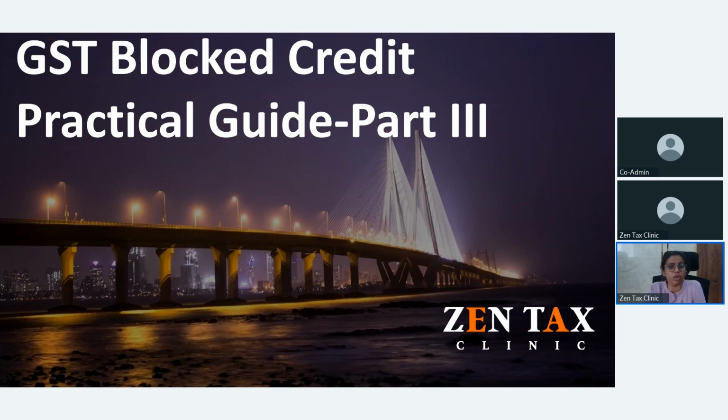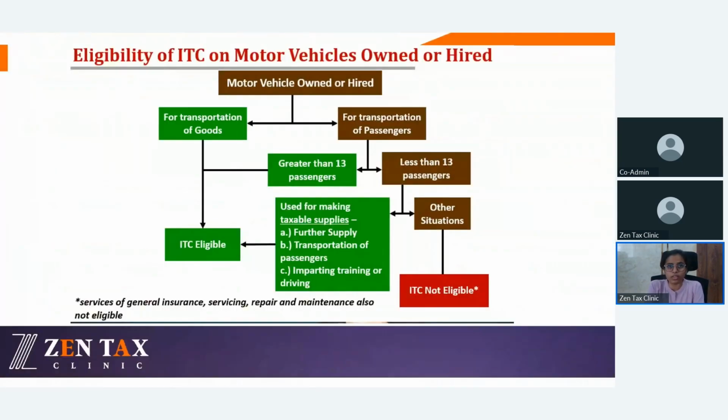Before going deep into the remaining clauses, let me first brush up on the last two weeks, where we had a discussion on the clauses A, B, C, and D. We all know the conditions of eligibility of ITC that have been prescribed in section 16.2. If all of those conditions are satisfied, we can avail the ITC. Even though ITC is eligible, certain input tax credits are blocked, which has been prescribed in section 17, subsection 5.